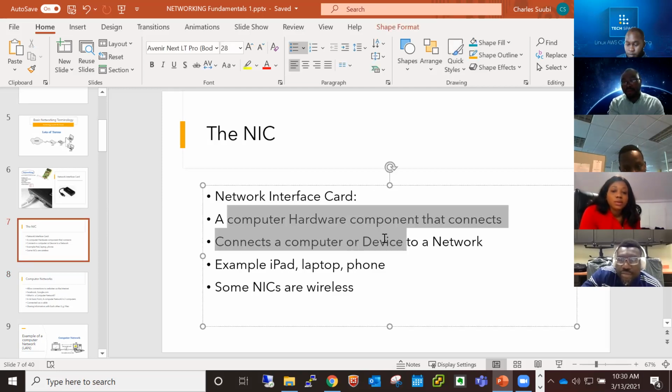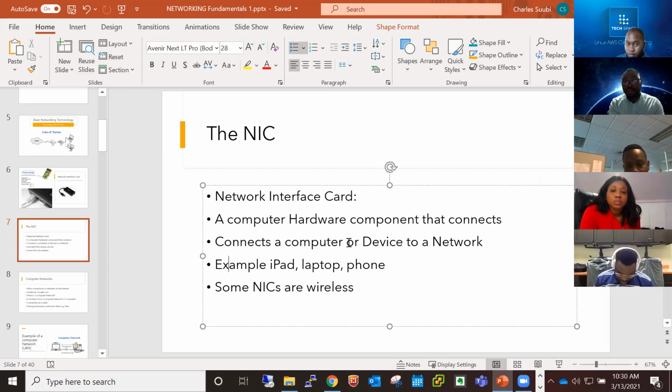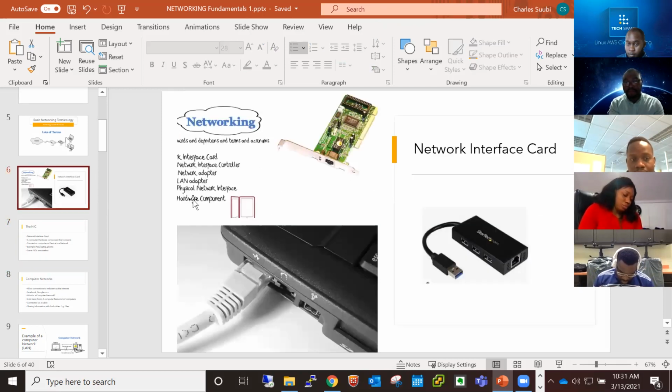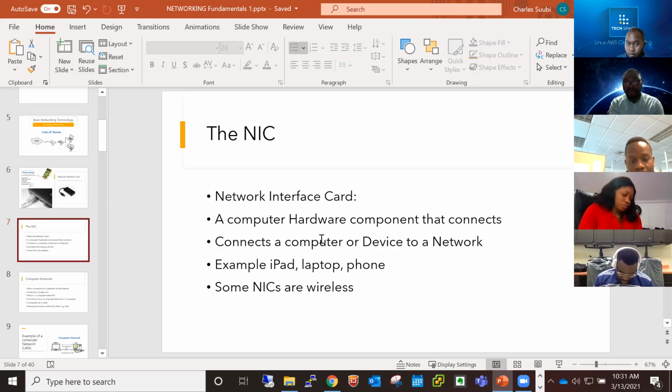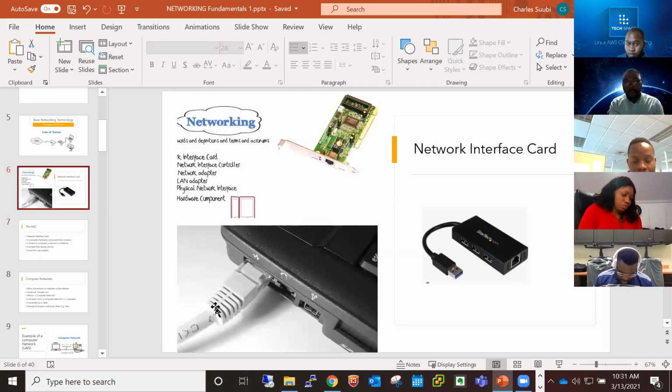Okay. So it's a computer hardware component, and it connects a computer to the network. It does not control it. So that's why I broke it up into two. So it's a hardware component because it's right here. We saw it right here. And what does it do? It just connects a computer or device to a network. So I gave you an example here of the RJ45 and the NIC. And the NIC was connecting this computer here to the network.